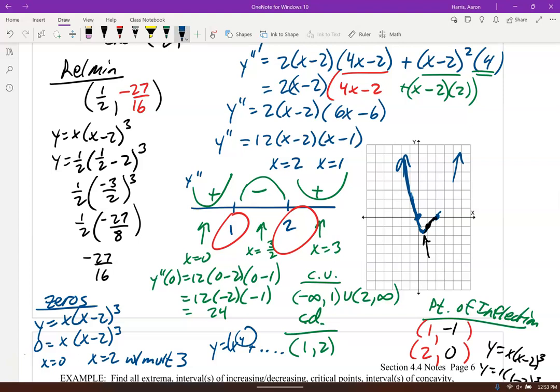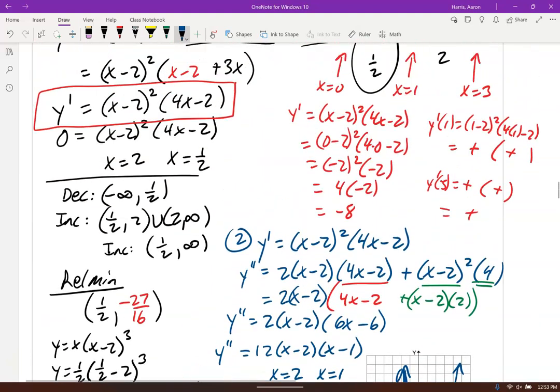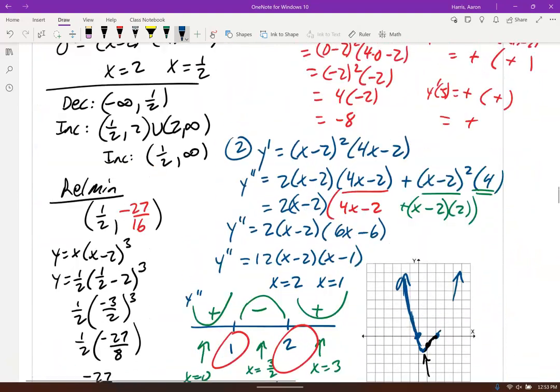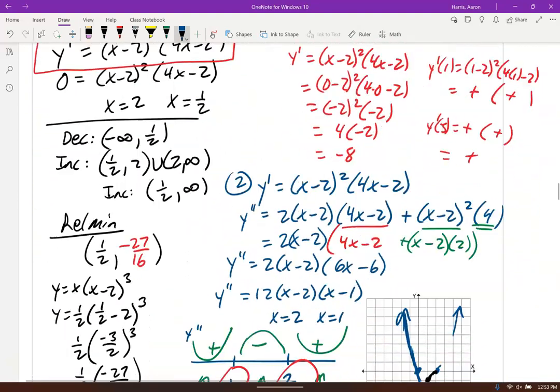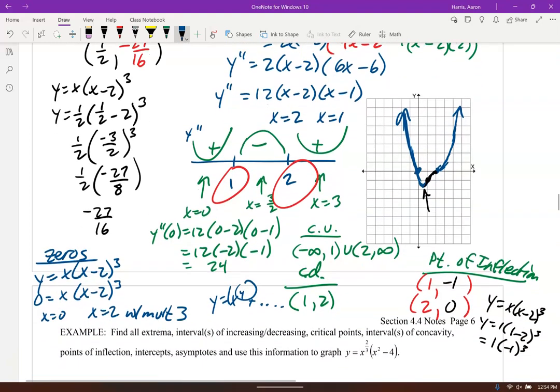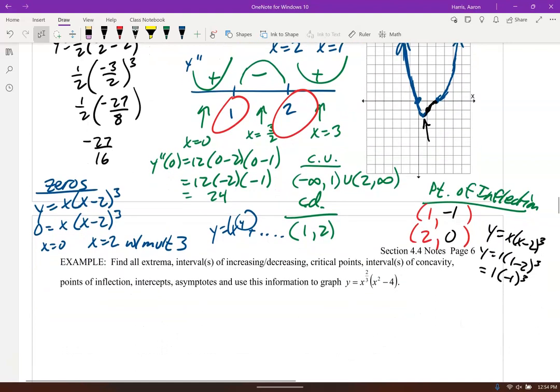And I'm still increasing from 1/2 to 2. And then I increase again after 2. And then I switch after 2 to concave up. And again, I could put some more points on. You could obviously punch it into decimals and make it look a little nicer. But it's a pretty decent little graph with all our information there.